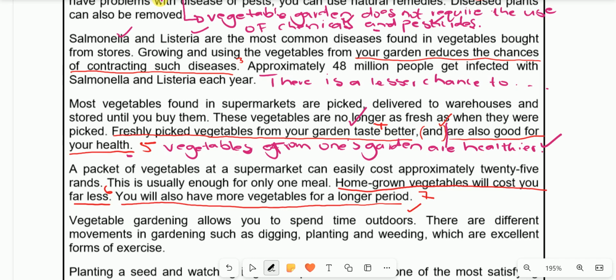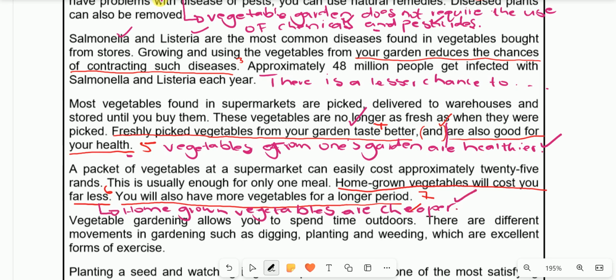And then fact 6, homegrown vegetables will cost you far less. So instead of saying they will cost you far less, I can say homegrown vegetables are cheaper, which is a synonym of what? Costing far less. So we say are what? Are cheaper. Then there's a fact.